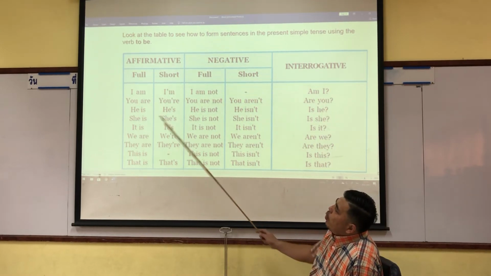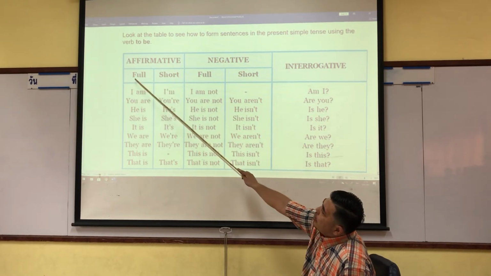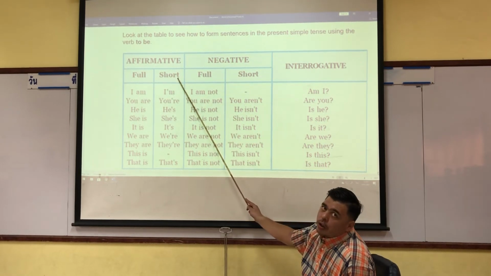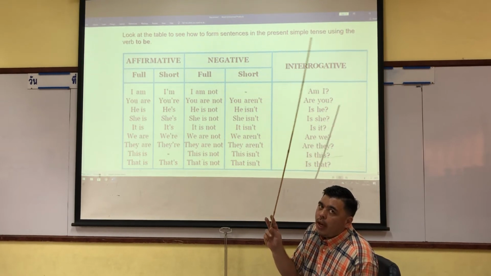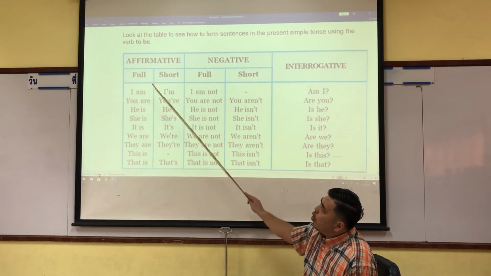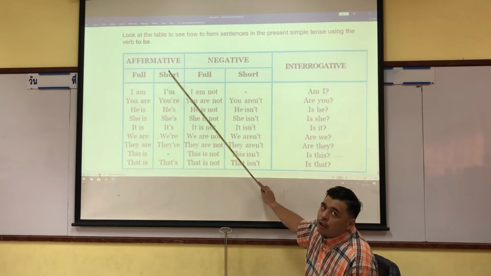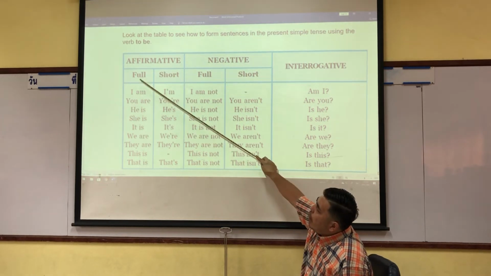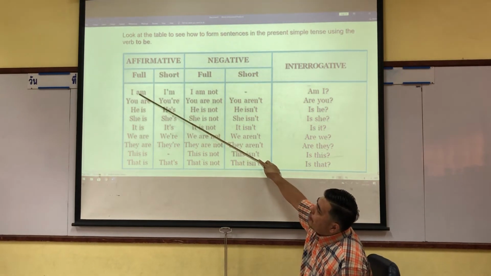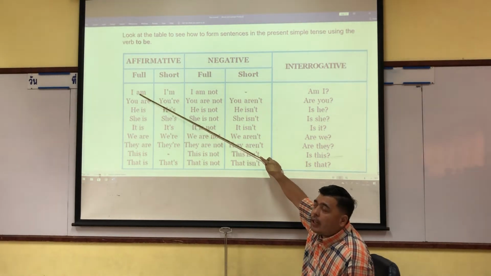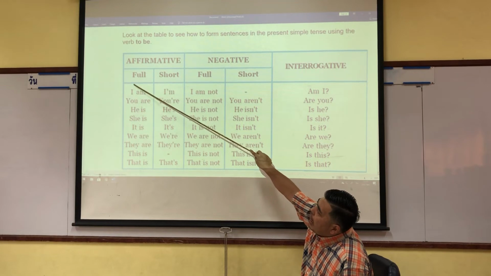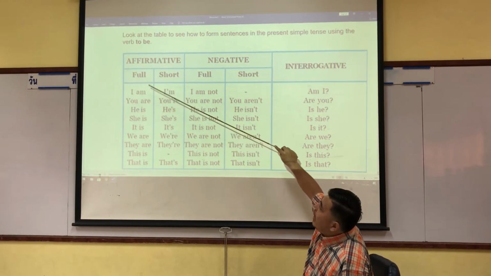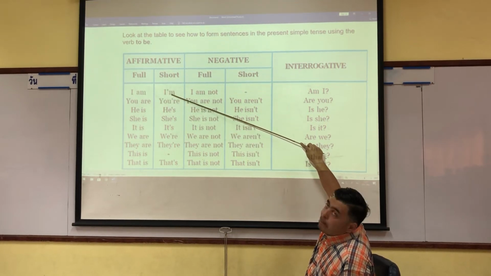Now, if we look here, it says full and short. On week 1, week 2, and week 3, we touched on contractions. Now, I am. If we make it a contraction, all we do is take off the A and add an apostrophe, and it makes it I'm. So let's go through this first.